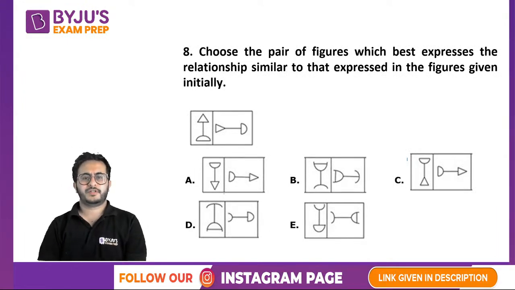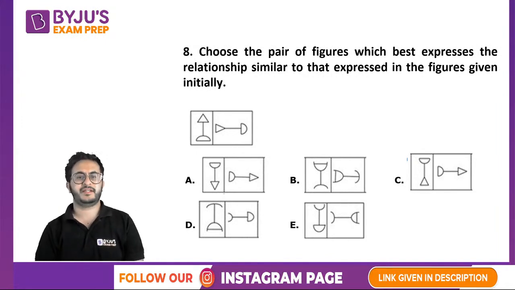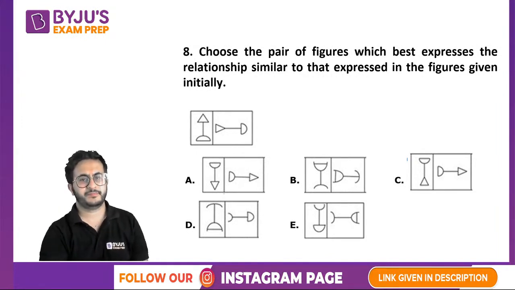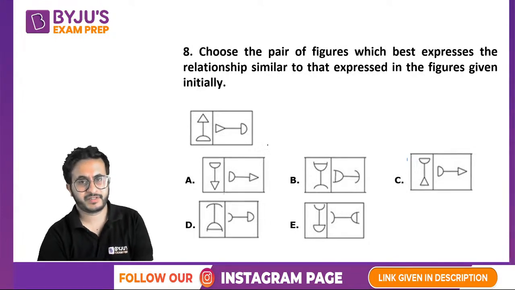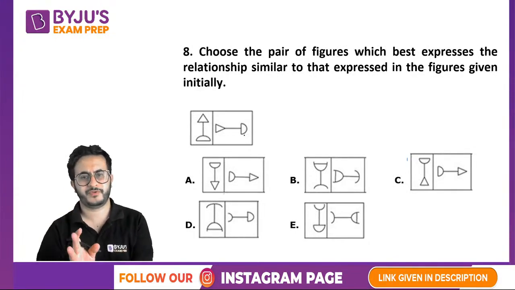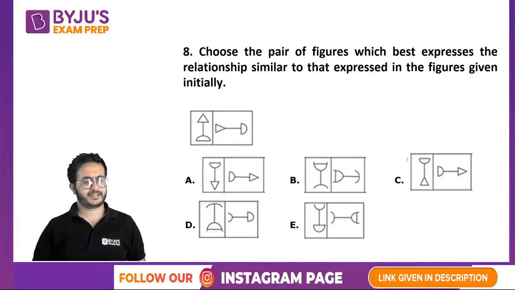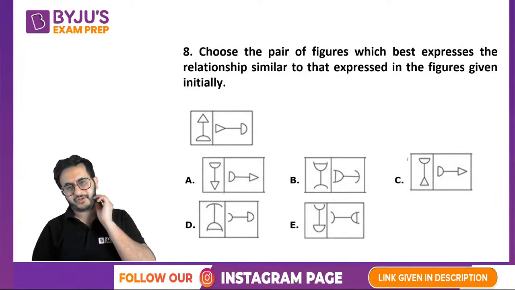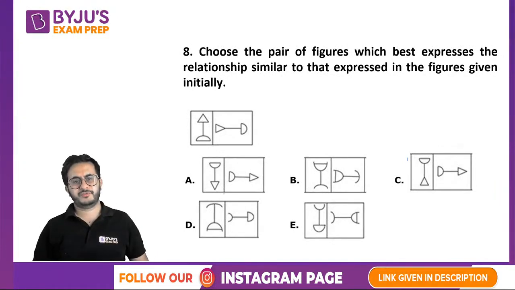Choose the pair of figures which expresses the similar relation as given in this pair. So we are given an image which has two figures and they have some relation, right? Either by rotation, generally it is rotation and shifting of elements. Which of these figures has the same relation?